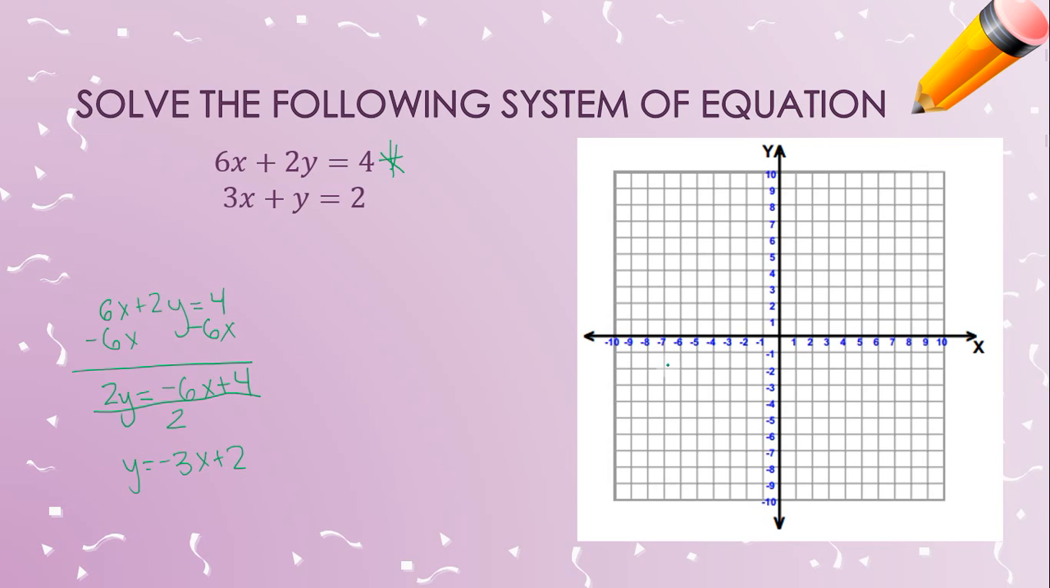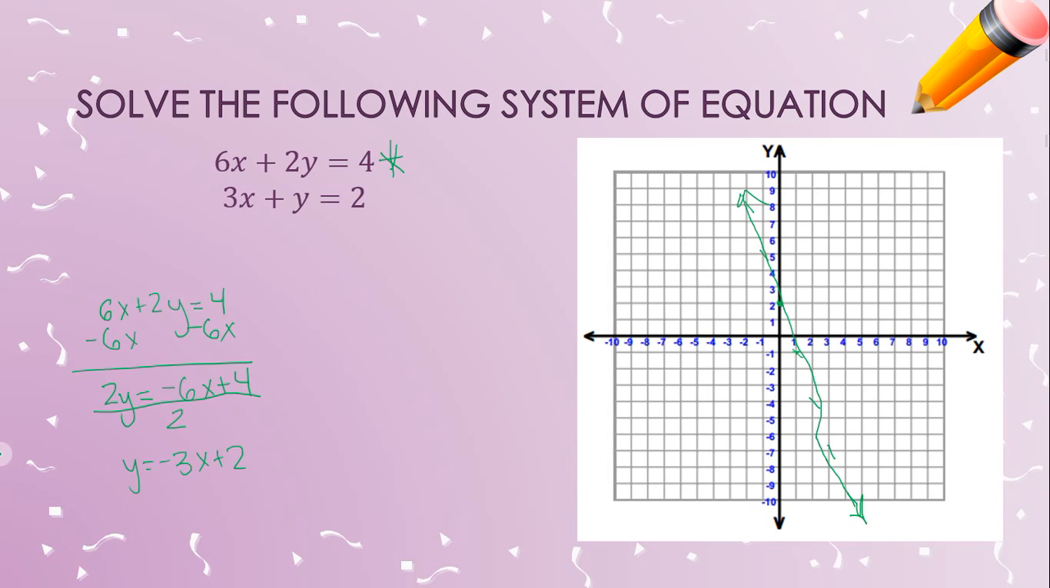Alright, graph that line. So I have positive 2, down 3 over 1, down 3 over 1, down 3 over 1. Okay, so it's going to be something like, whoop, that's a really bad line. There we go. Something like that, right?